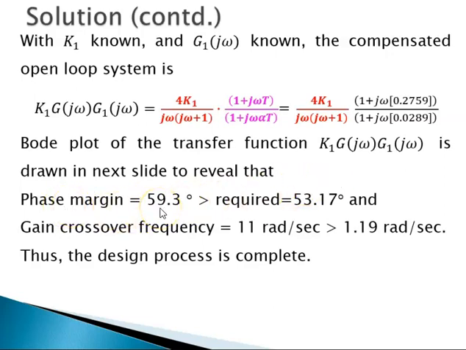And we got the phase margin 59.3, which is greater than the required 53.17. We are happy here. Gain crossover frequency, we wanted at least this much, and we got 11 radians per second. So all our things are met. The design process ends over here. Though we say it ended here, in actual practice you will draw the step response of the closed loop system and see that things are fine. However, such an approach I am leaving aside now.